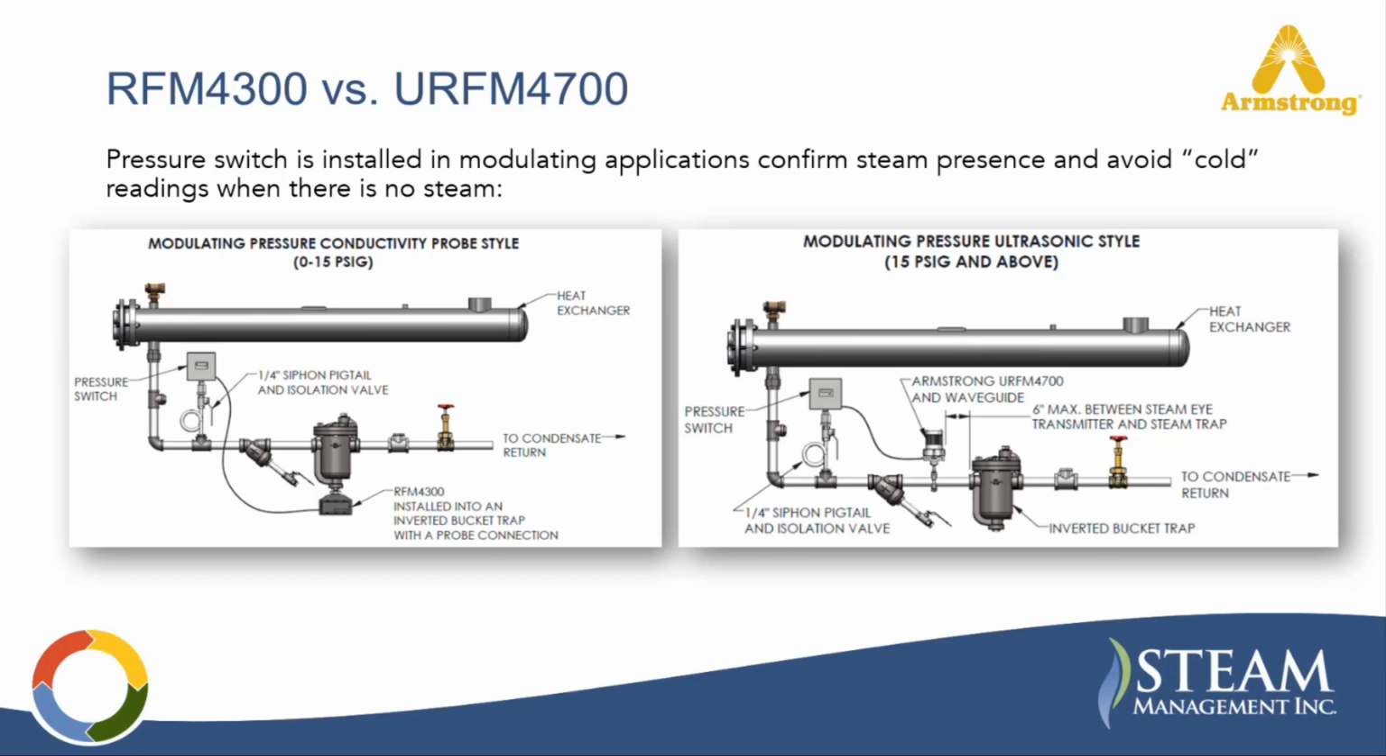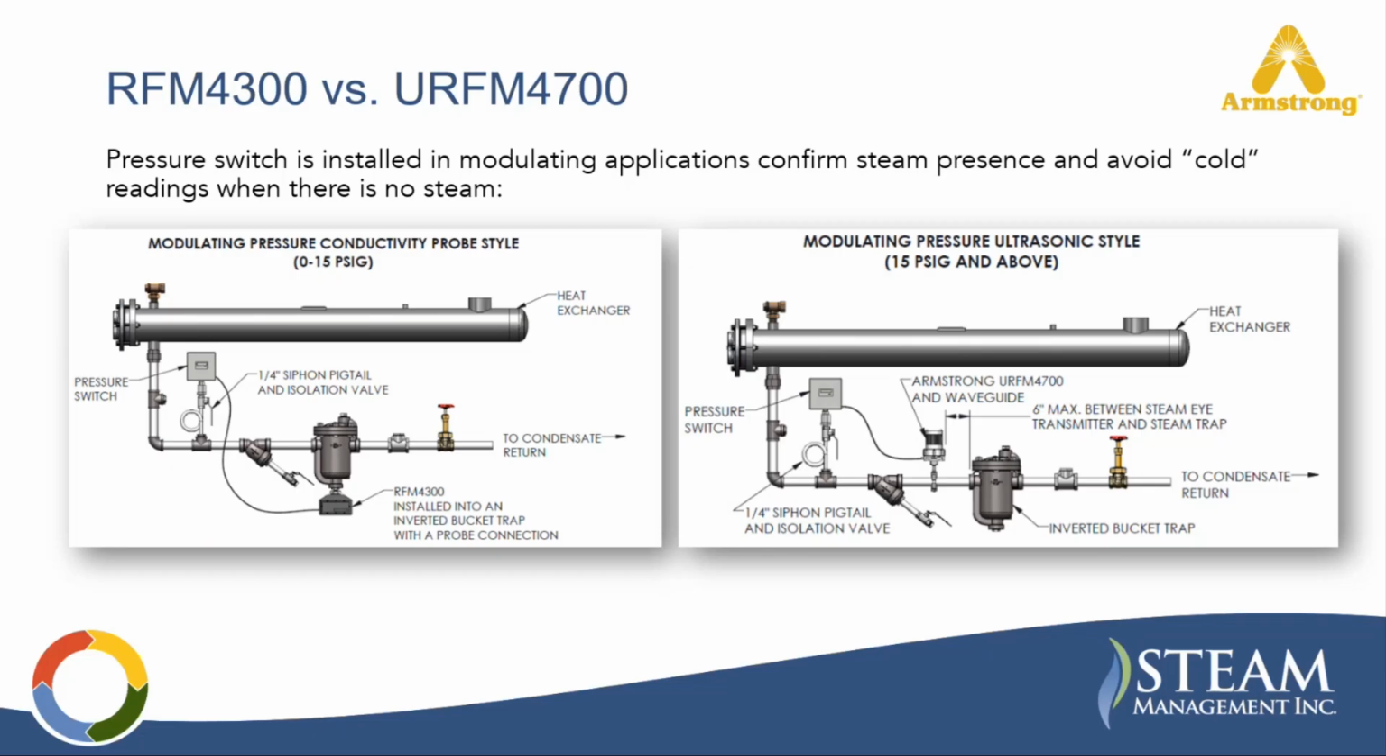When we're dealing with modulating steam applications, steam is not always continuously fed to applications. In those cases, we utilize these modulating units, essentially. They're the same exact units, but with an additional component, and that is they require a pressure switch. All right. The pressure switch confirms whether steam is actually being supplied to the application. This prevents the monitor from reporting false cold alarms when steam supply is intentionally closed and no steam is present. Without the pressure confirmation, the system would see a cold trap incorrectly and assume that a problem exists.